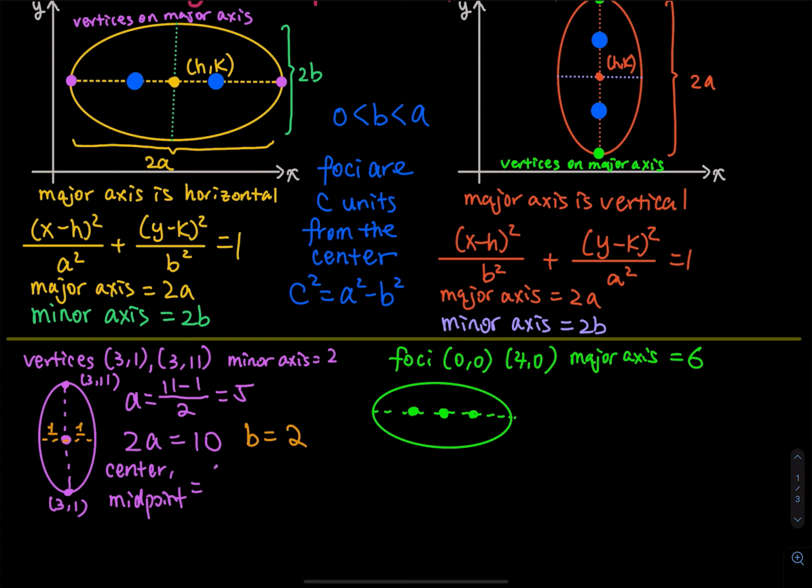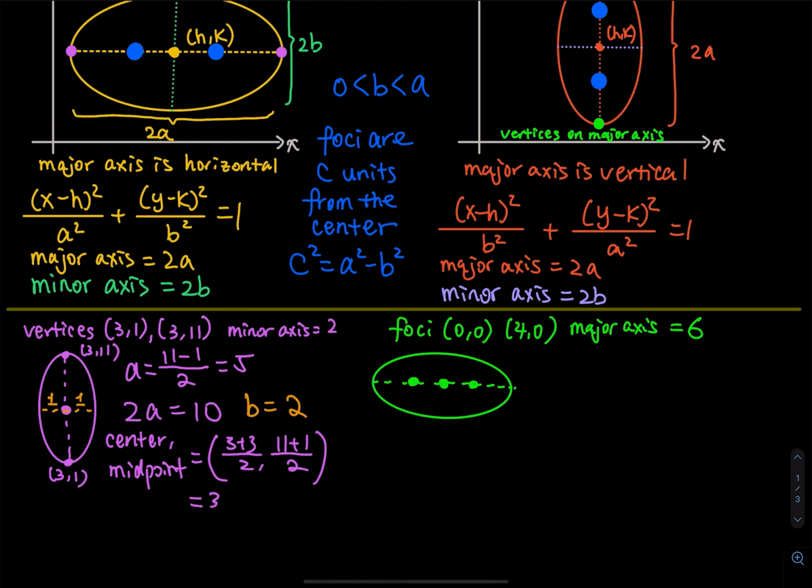How do we find that? We are taking the average of the x-coordinates, which is 3 plus 3 divided by 2, and then 11 plus 1 divided by 2. Then the center is equal to (3, 6), right? So (3, 6), and this is my (h, k). Now we have enough information to write the standard equation. We have h, we have k, we have a and b.